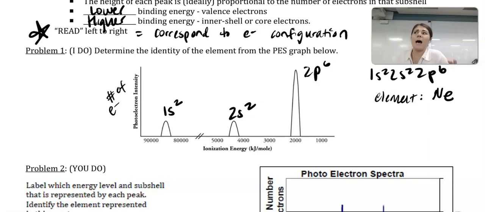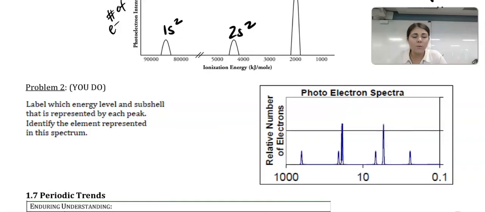Don't worry about ions. Basically, your PES graph is going to correspond to a neutral element. Don't worry about ions. All right, so why don't you pause the video and try this out yourself. Once you identify the element and its electron configuration, press play and I'll go over the answer.